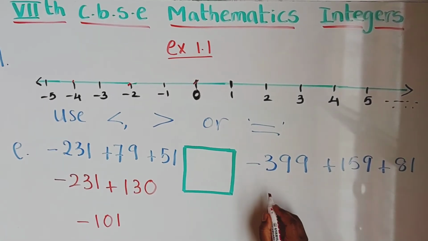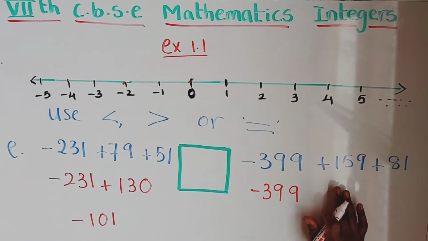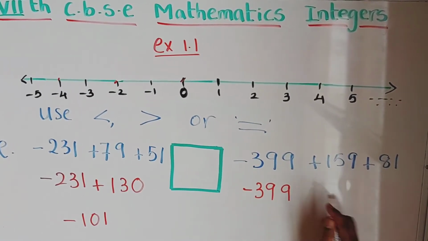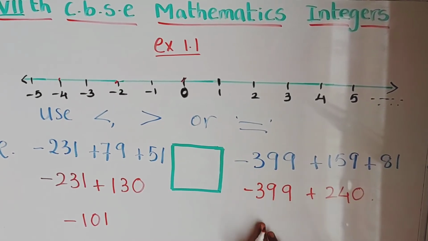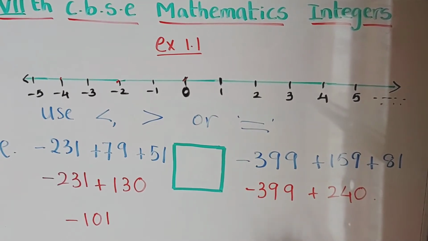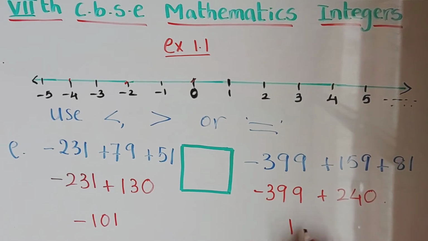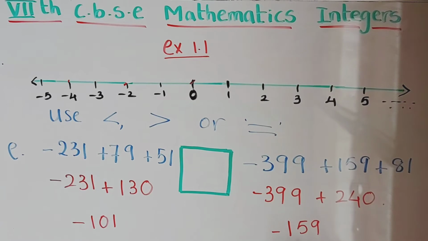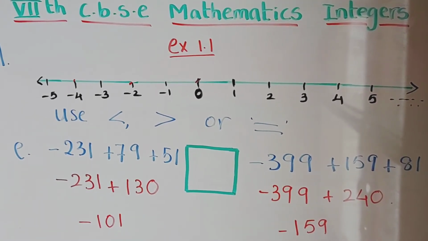So on the right-hand side, children, minus 399 I am writing as it is. Now we will add both positive integers: plus 159 plus 81. How much? It is plus 240, right? One negative integer and one positive integer, so we have to subtract them. Minus 399 plus 240. How much? It is 159, minus 159. So here it is minus 101, here it is minus 159, right?